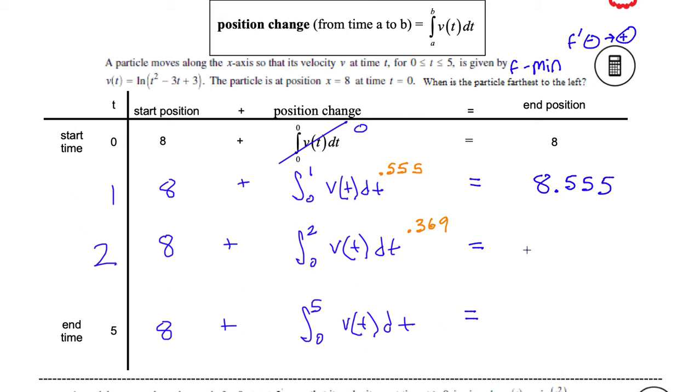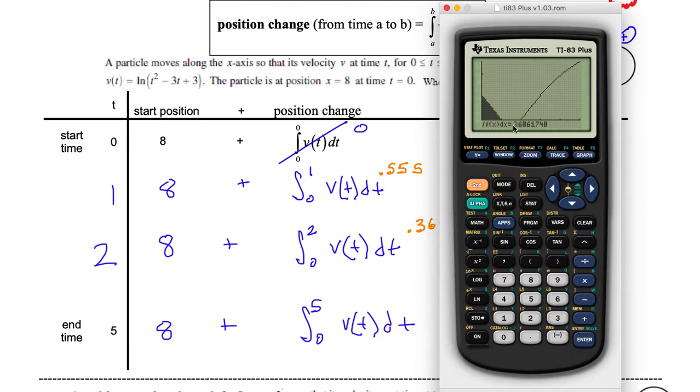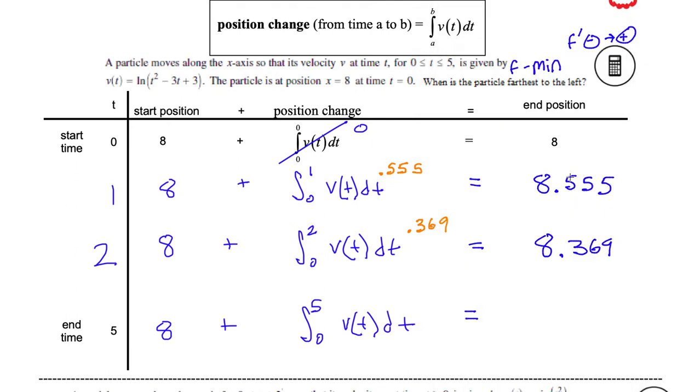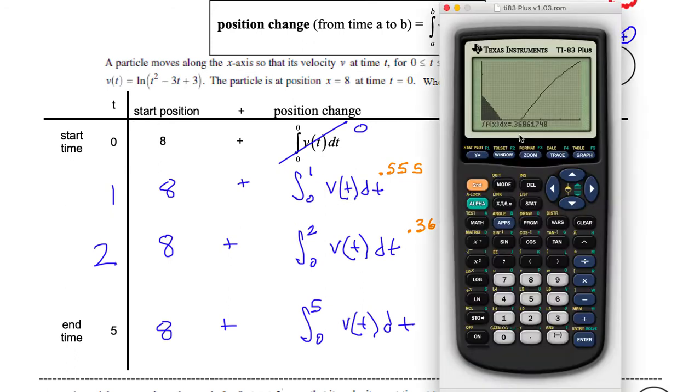0.369. And if I add that, I get 8.369. Just checking to make sure this makes sense. I have a negative area, so I should be subtracting. It should be a little bit less than this one. I am a little bit less, so that does make sense. And I have a giant positive area, so this one should be bigger than 8.369, even probably bigger than 8.555, since these two areas sum to a very tiny positive area.